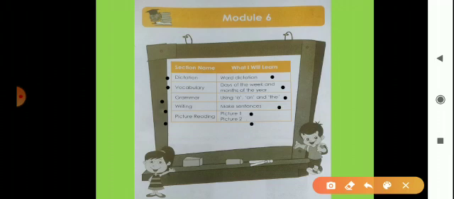So first we will see word dictation. In this word dictation, I will tell some words. So you listen carefully and you should write these words in your grammar books. So the first word is before. B-E-F-O-R-E. Before. Second is small.